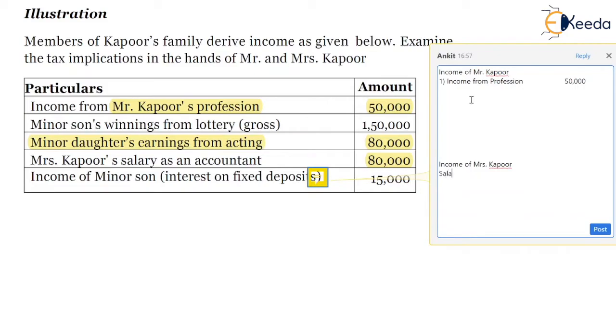So salary income, first let me mention that amount. According 80,000, correct? So 50,000 and 80,000, 80,000 income is greater. Mrs. Kapoor's income is greater than Mr. Kapoor, and accordingly income will be clubbed in the hands of Mrs. Kapoor, and we have to assume that this is the first year of clubbing the income, correct?